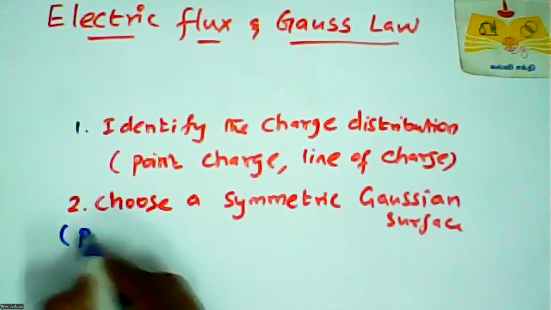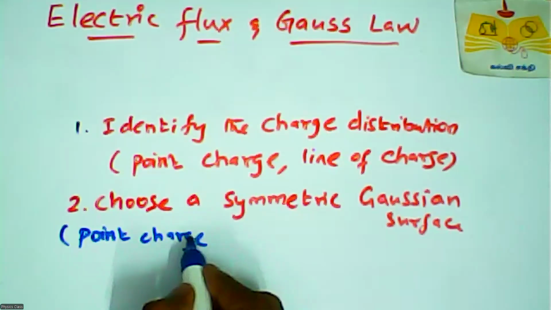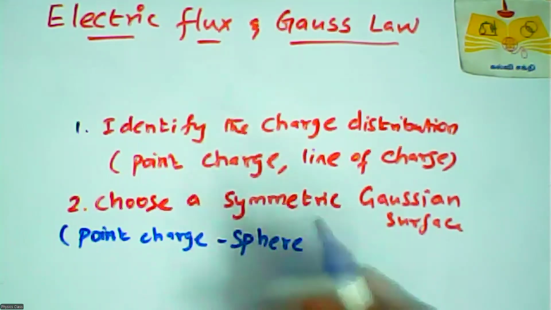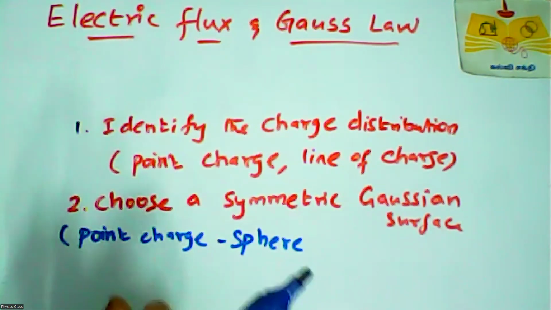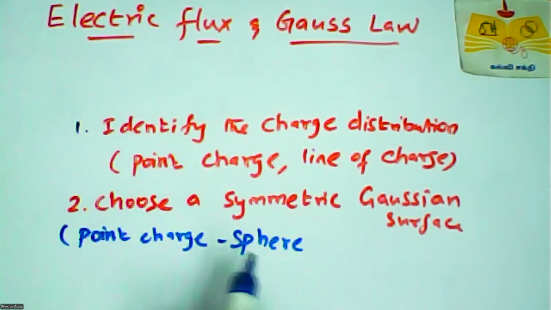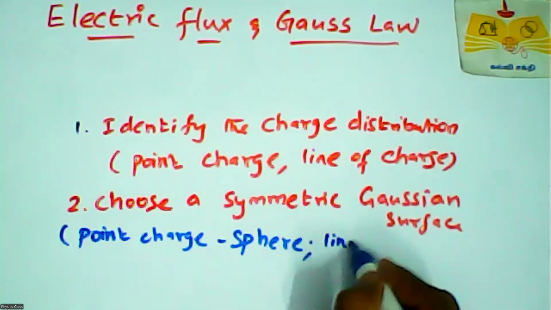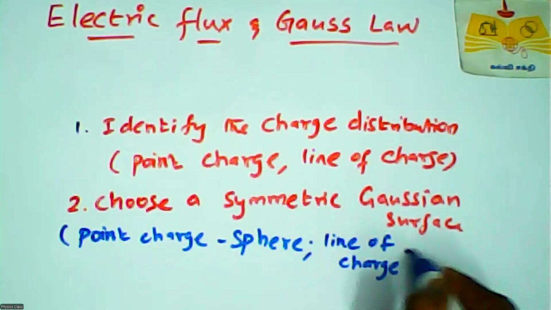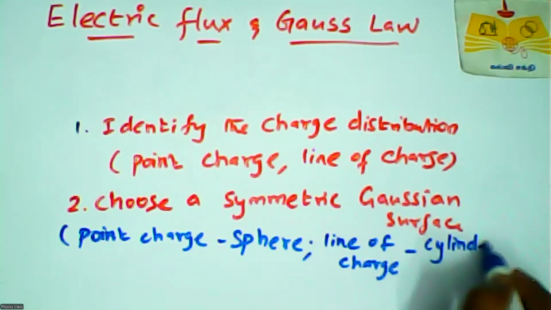For example, for a point charge, you can use a spherical Gaussian surface. Okay, note that very important line. For a point charge, you can choose a symmetric Gaussian surface, a sphere, that is a spherical Gaussian surface. For a line of charge, you can choose the cylindrical surface. So I can write cylinder here.